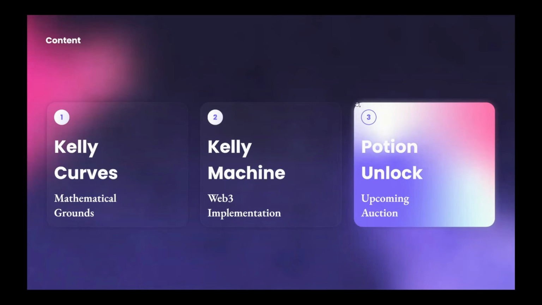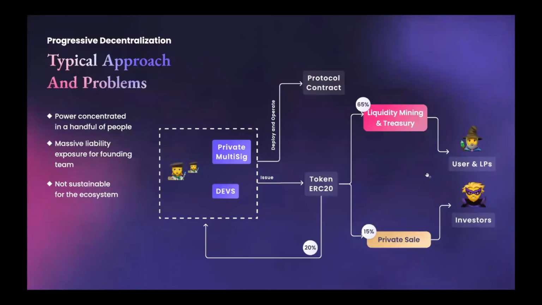So now let me transition into how this is going to hit the market. We've seen the mathematical grounds for the Kelly optimal curves. We've seen the implementation, but how do we release this? And this was a problem that was bugging us for a long time. If you've been following the news, derivatives protocols are kind of the most risky DeFi space from a regulatory standpoint.